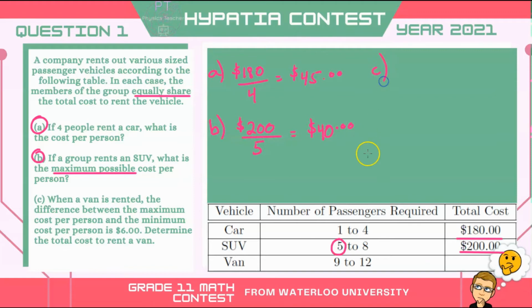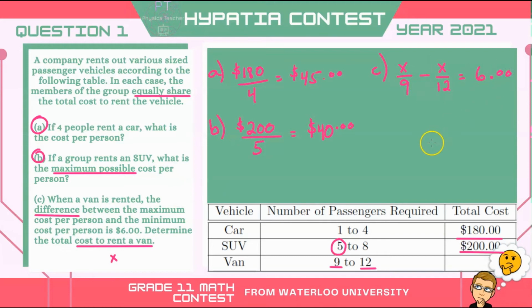Lastly, part C. When the van is rented, the difference between the maximum cost per person and the minimum cost per person is $6. What's the cost of the van? Let's call the cost of the van X. The maximum cost per person is when we have 9 people, so that's the cost divided by 9. The minimum cost would be when we have 12 people, so that's the cost over 12. The difference between them, subtracting them, is $6.